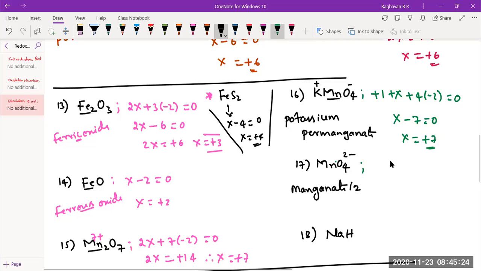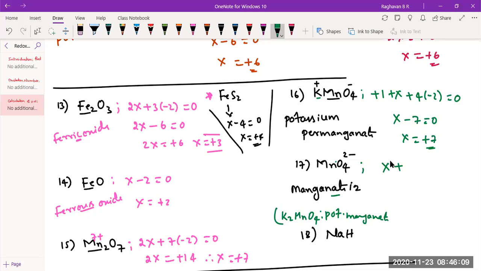Okay, we should calculate oxidation state. Here, MnO4 minus is called permanganate ion. If you add potassium there, it becomes potassium permanganate. Likewise, if it is MnO4 2 minus, it is called manganate ion. If I add potassium here, what will be the formula? K2MnO4. Potassium manganate. That's all. Okay, sir. I'll write in short potassium manganate.